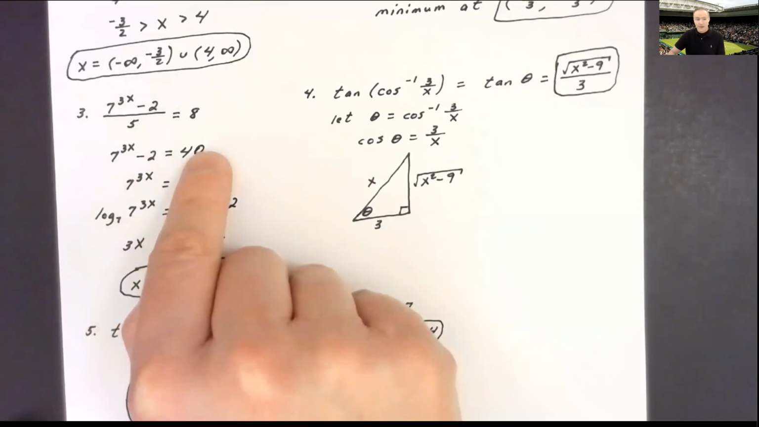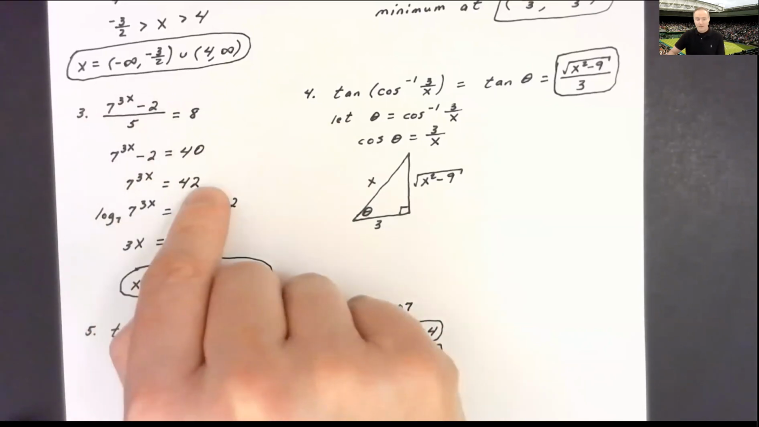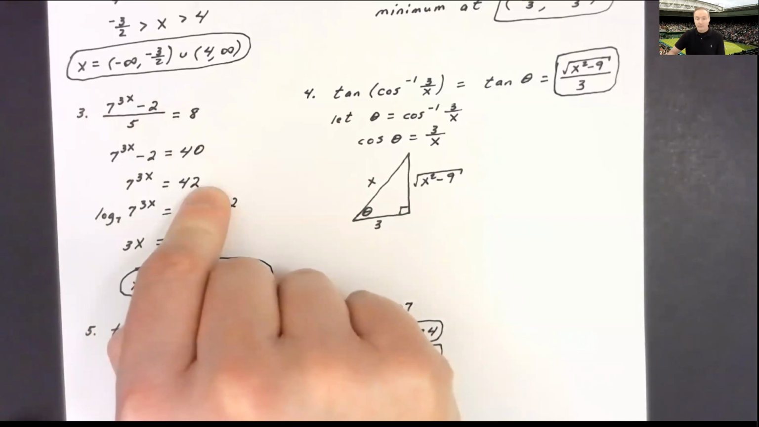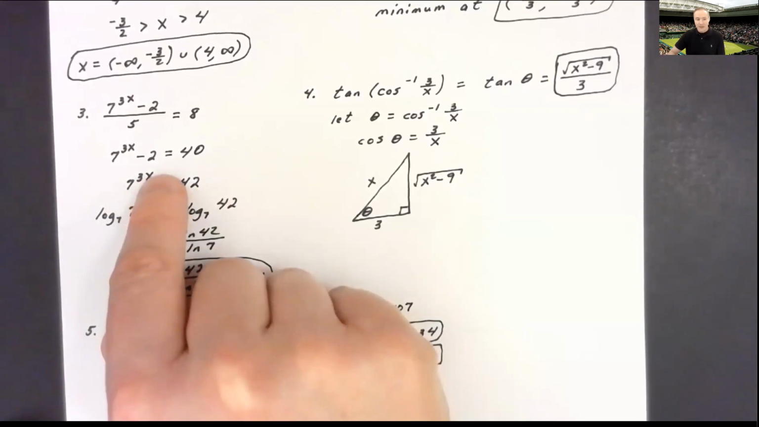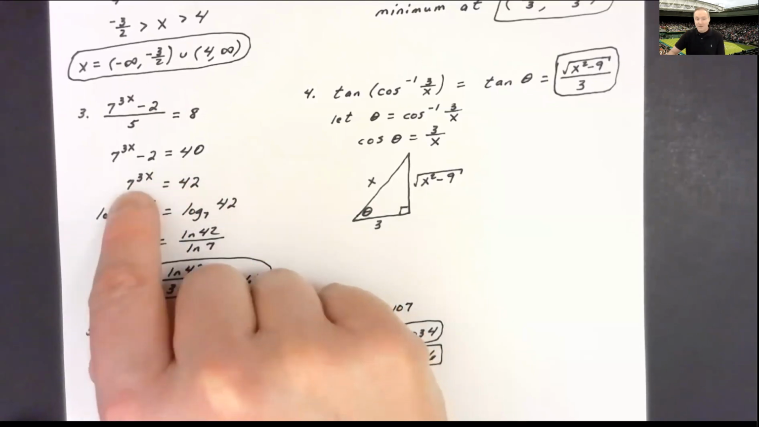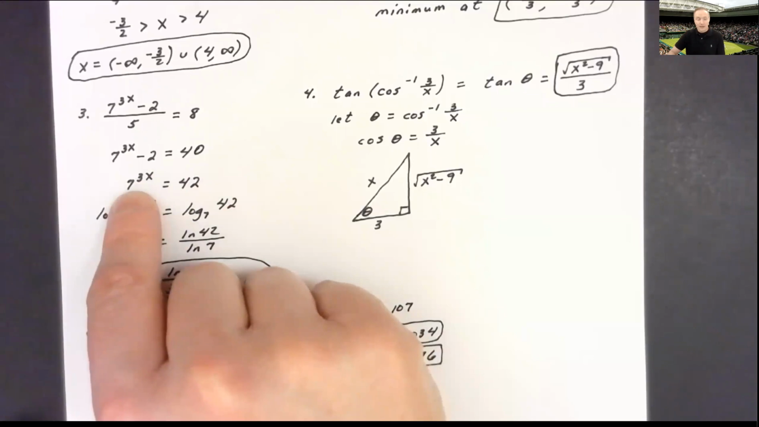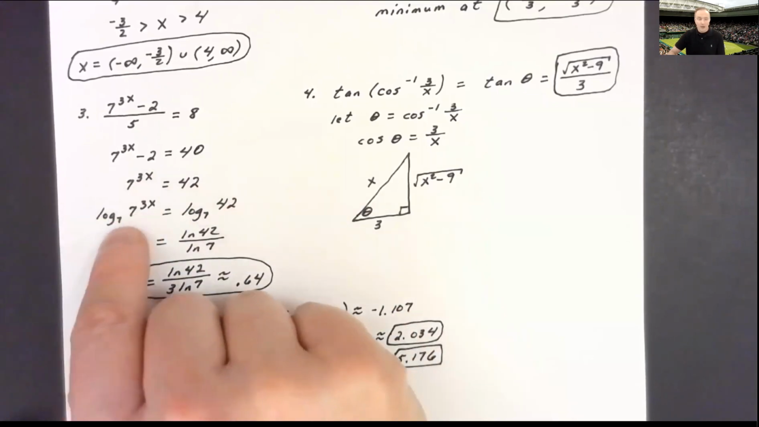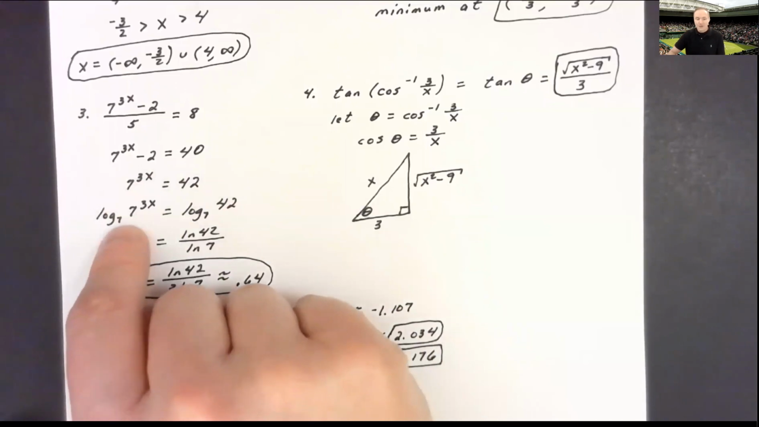Add 2 to both sides. 7 to the 3x is equal to 42. Here's where some students would make a bonehead mistake and say, hey, do I need to divide by 7 on both sides? That'd be horrible. That's not 7 times 3x, it's 3x in the exponent of a 7. So you say, well, okay, how do you get rid of that exponential base of 7? The only way to get rid of it is log base 7. Now, well, I shouldn't say the only way, the best way.